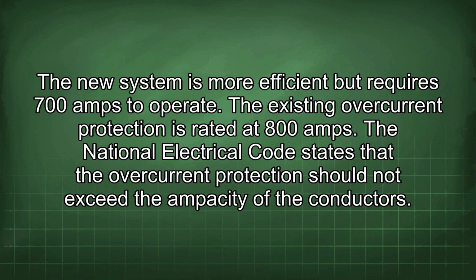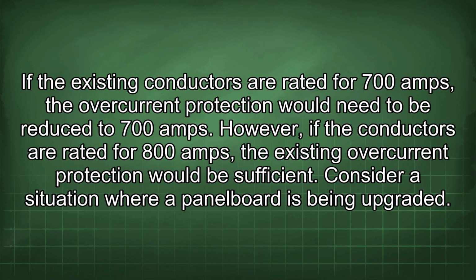The National Electrical Code states that the overcurrent protection should not exceed the ampacity of the conductors. If the existing conductors are rated for 700 amps, the overcurrent protection would need to be reduced to 700 amps. However, if the conductors are rated for 800 amps, the existing overcurrent protection would be sufficient.